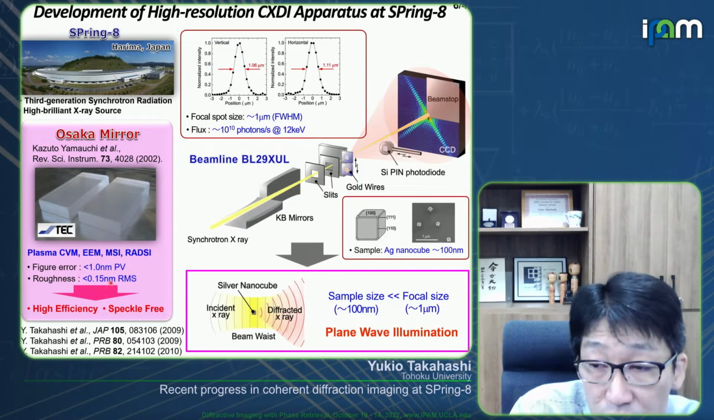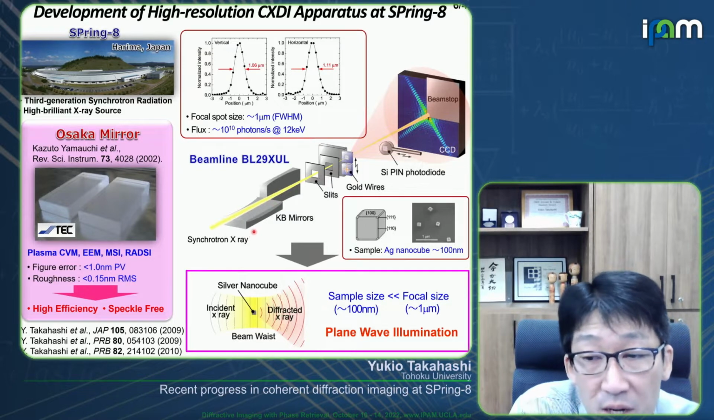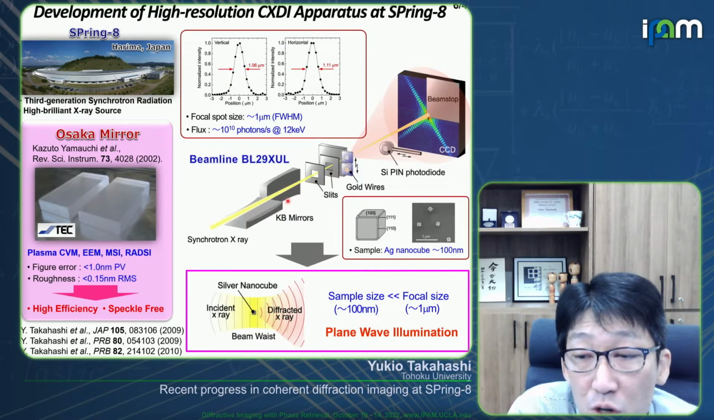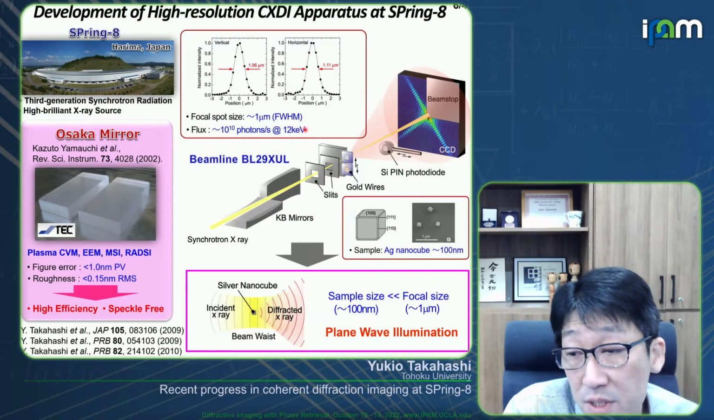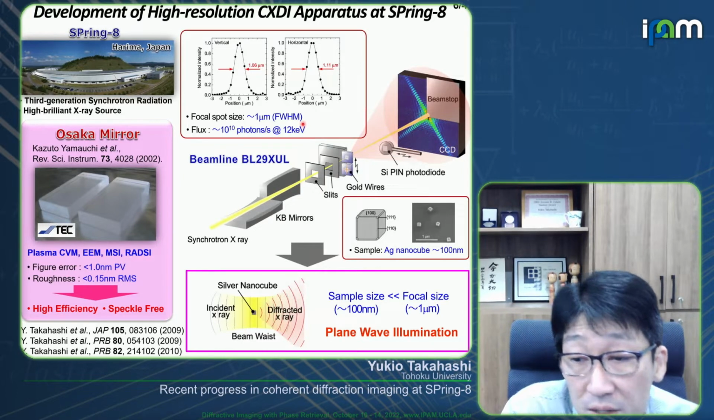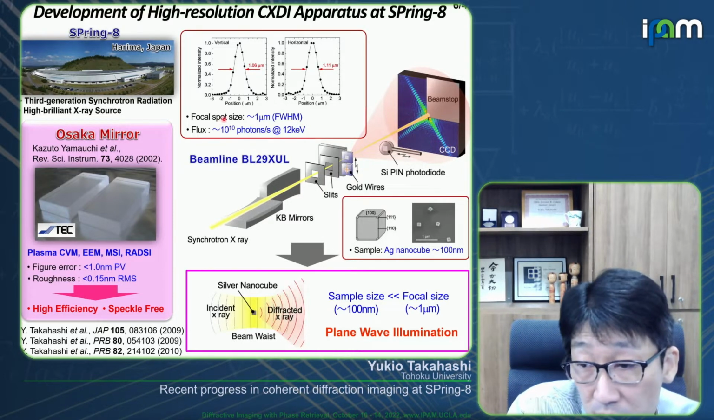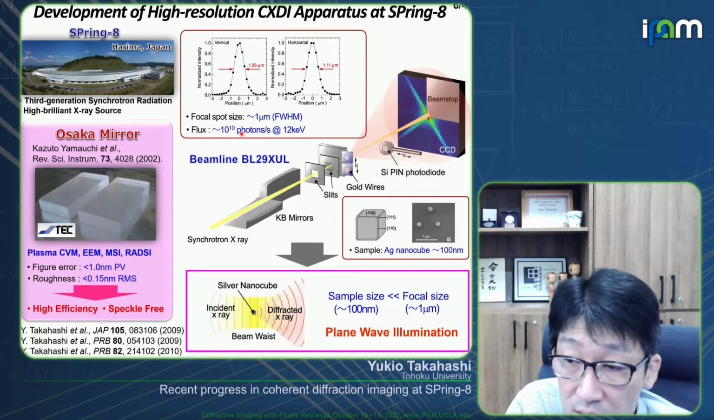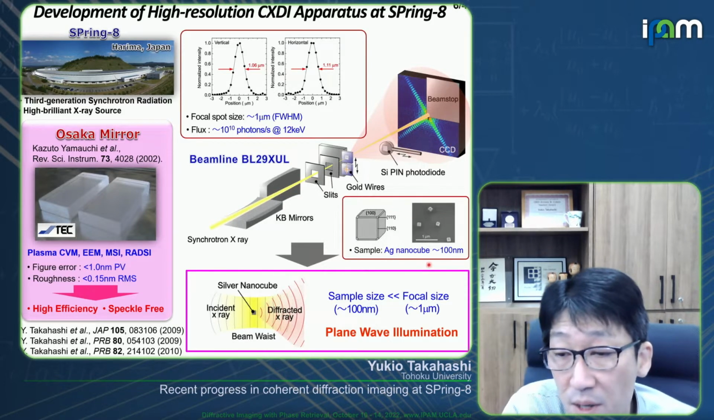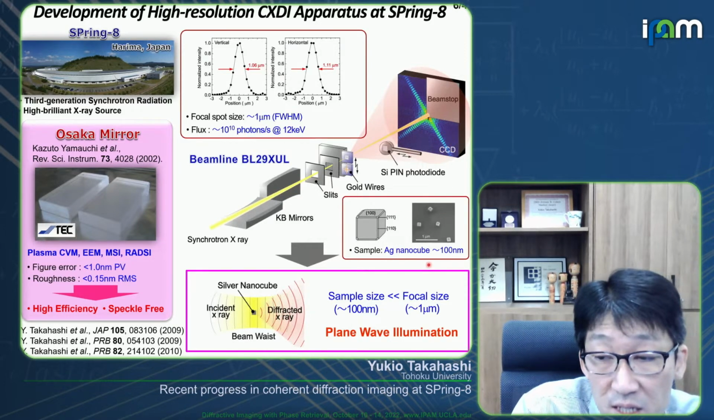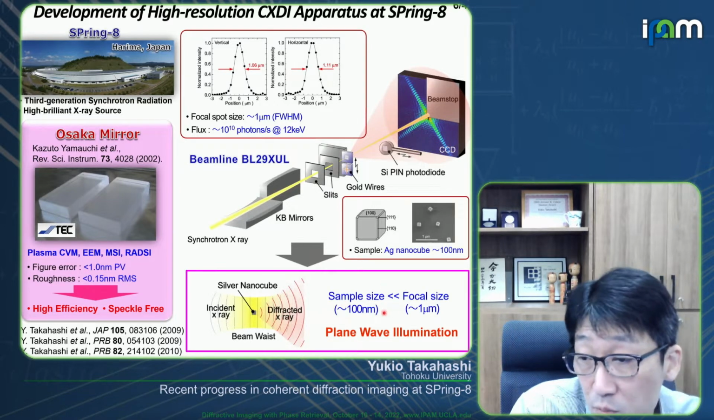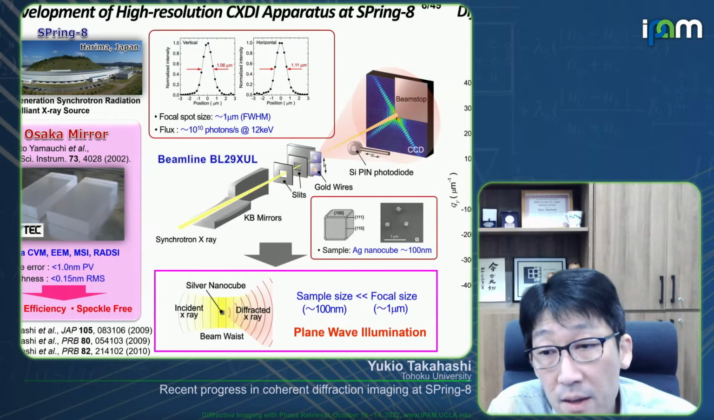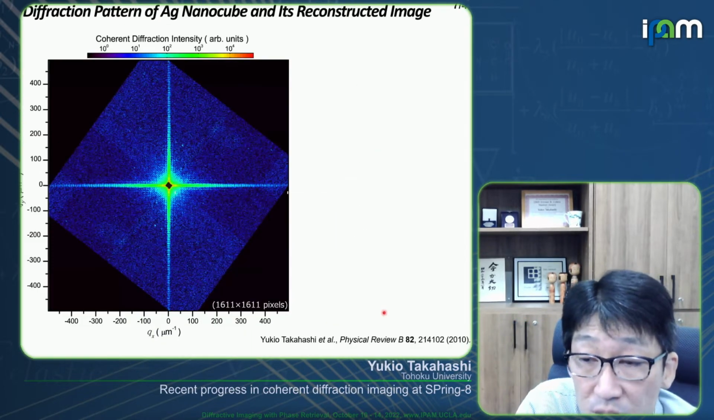So we have developed a high-resolution CXDI apparatus with Osaka mirrors as KB optics, which can focus X-rays two-dimensionally. X-ray beams were focused to about a 1 micrometer spot size at the sample position. The flux is about 10 to the 10th photons per second at 12 keV. In the first demonstration experiment, we used a 100 nanometer size silver nanocube sample. The important thing is that when the sample size is much smaller than the focus spot size, one can regard it as plane wave illumination. This is the measured coherent diffraction pattern of the silver nanocube.